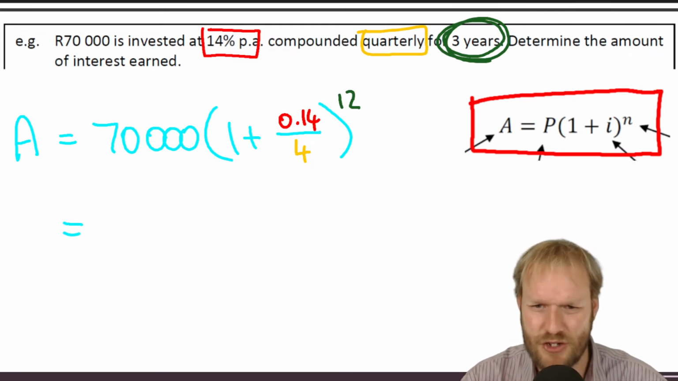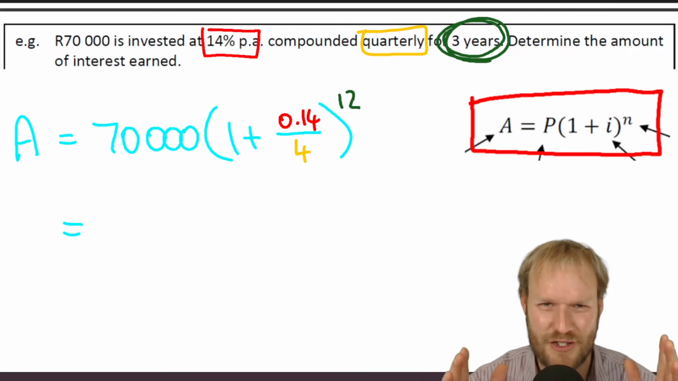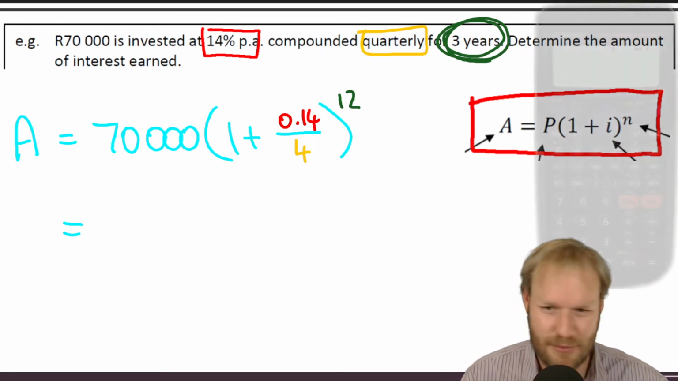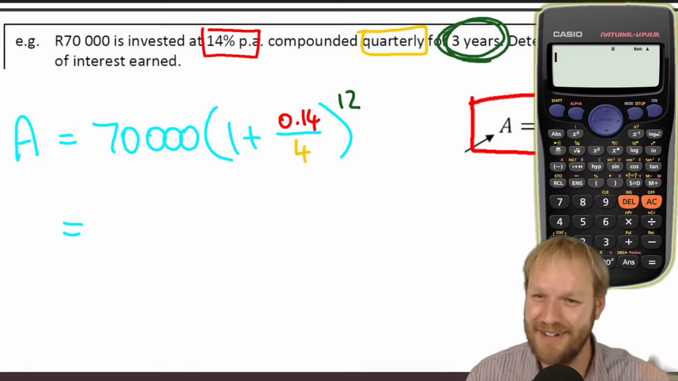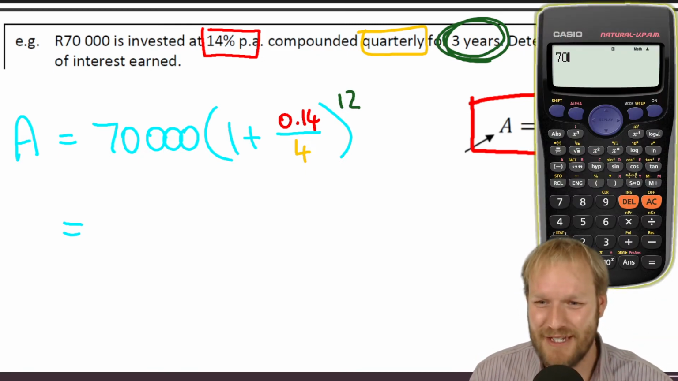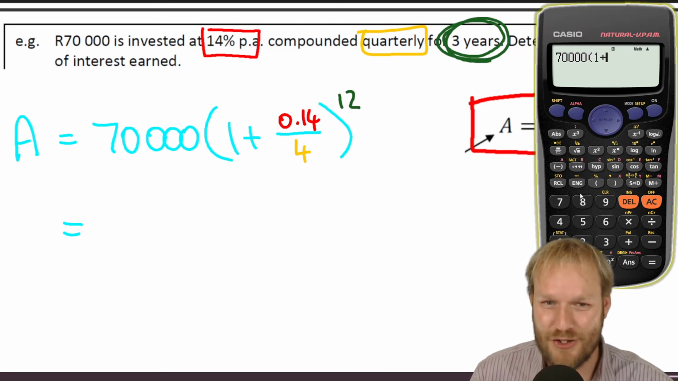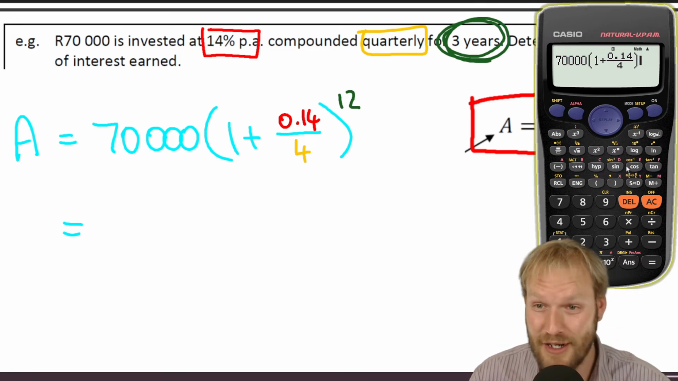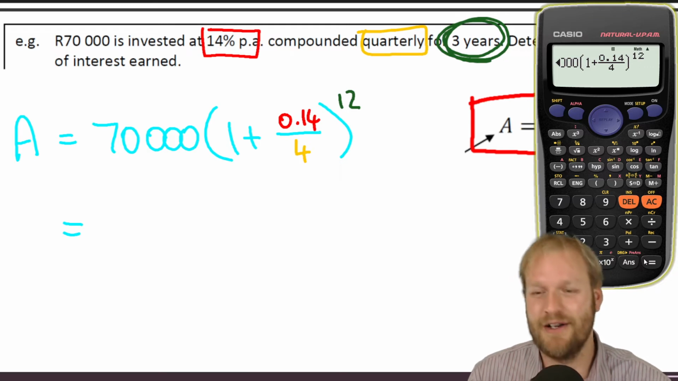Now, nothing too special. I'm going to load up my calculator here. Have you got some sort of calculator ready to punch this into? Okay, well, let me find mine. Let's load it up here. So we've got 70,000 times (1 plus 0.14 over 4) to the power of 12. Let me check. Ah, that looks a bit better.